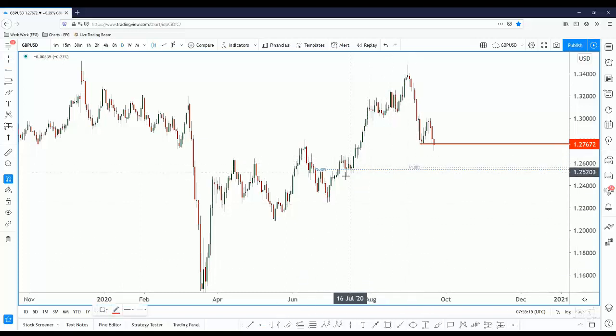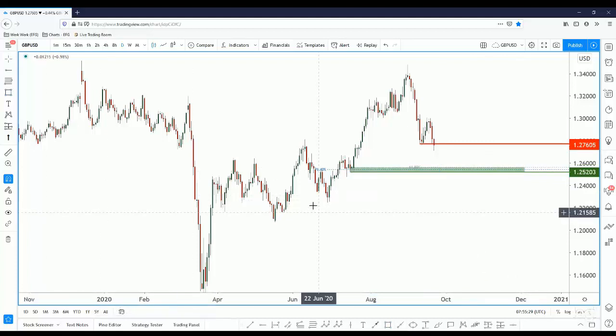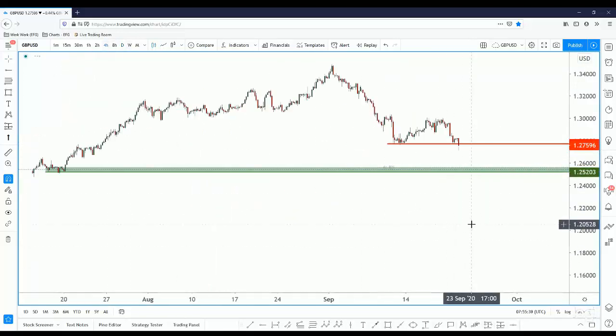And graphically speaking, it will definitely be this graphical level. So this is a zone that we are talking about. Okay, so price could be pushing a daily close below this level. We'll see price drop towards this 125.203. Let's go down to the lower time frame.